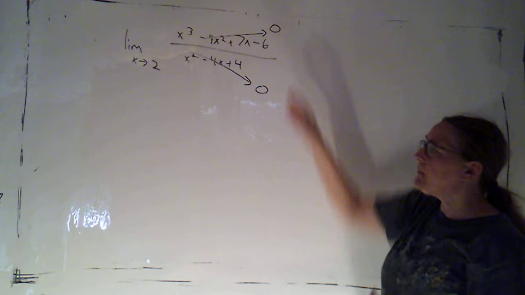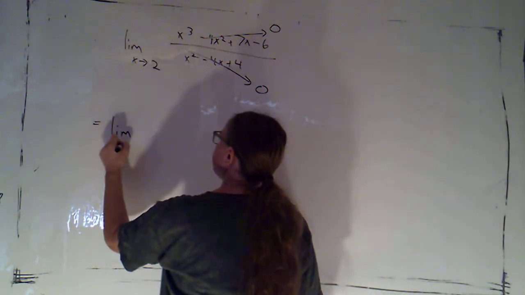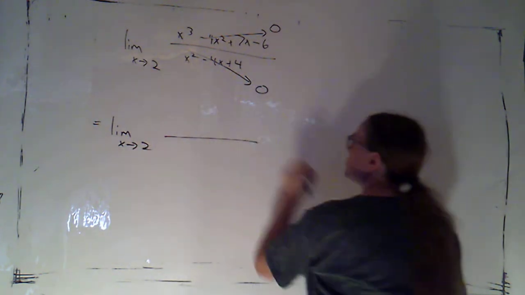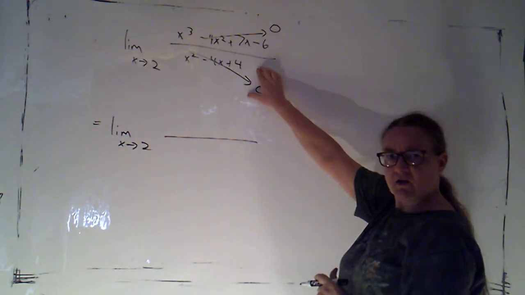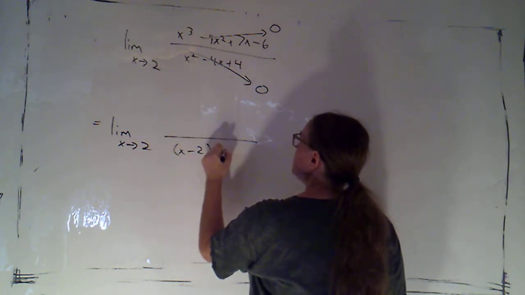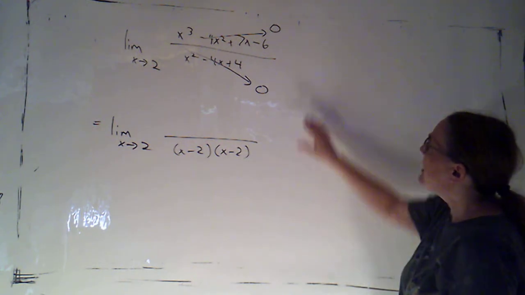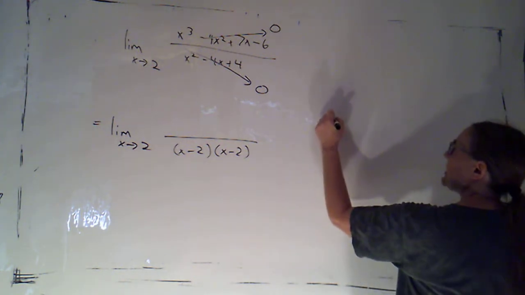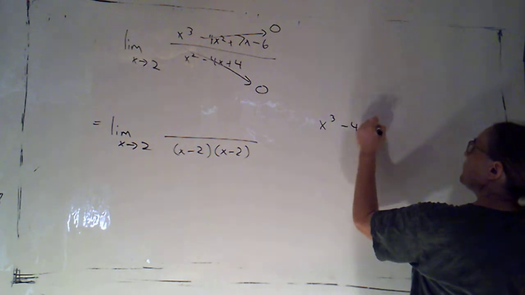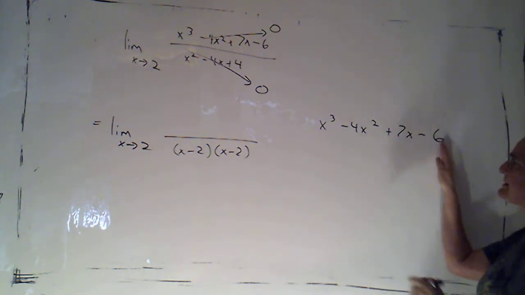Now, top and bottom are both just polynomials, so I'm going to try to factor. So we've got the limit as x goes to 2. Now the bottom is easier because I can do that one by inspection. That's x minus 2 squared, or just x minus 2 times x minus 2. The top's a little bit more difficult. I've got x cubed minus 4x squared plus 7x minus 6.